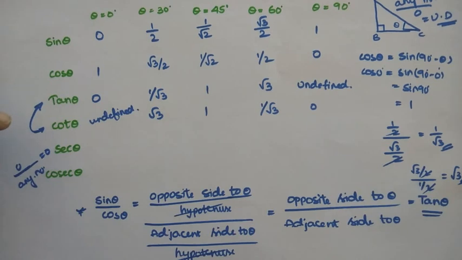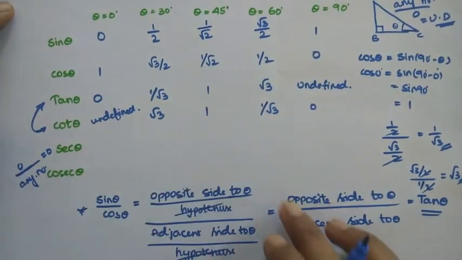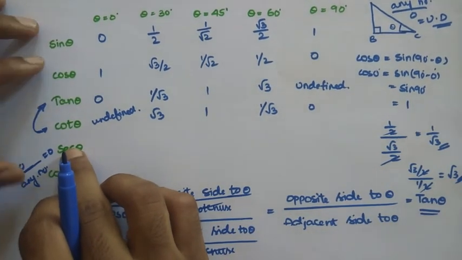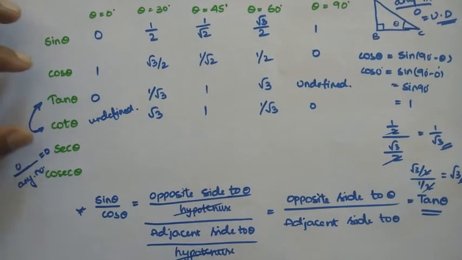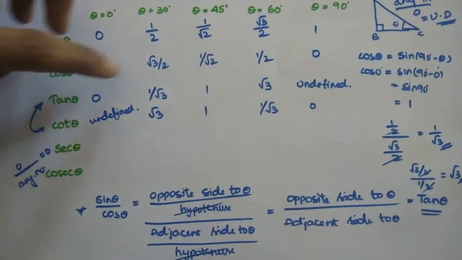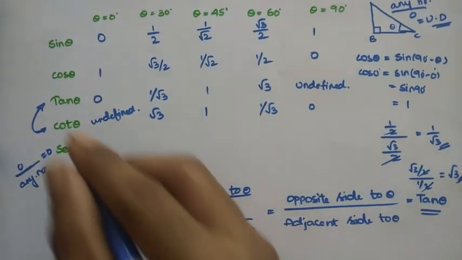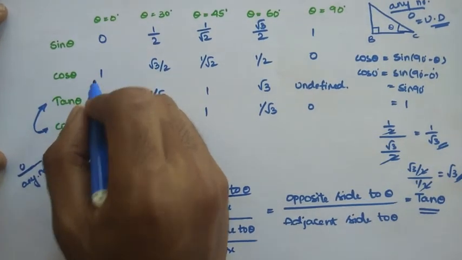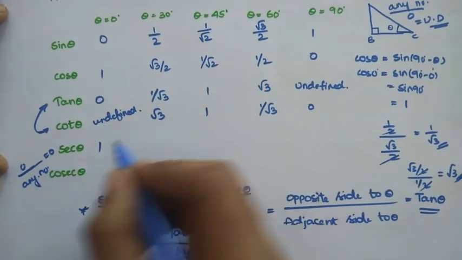And finally secant theta, we are going to fill this now. Secant 0, we know secant theta and cos theta are reciprocal to each other. So if we know cos values, we need to take the reciprocal of these values to get the secant value. So secant 0 is nothing but 1 by cos 0. Cos 0 is 1, the reciprocal of this becomes again 1.